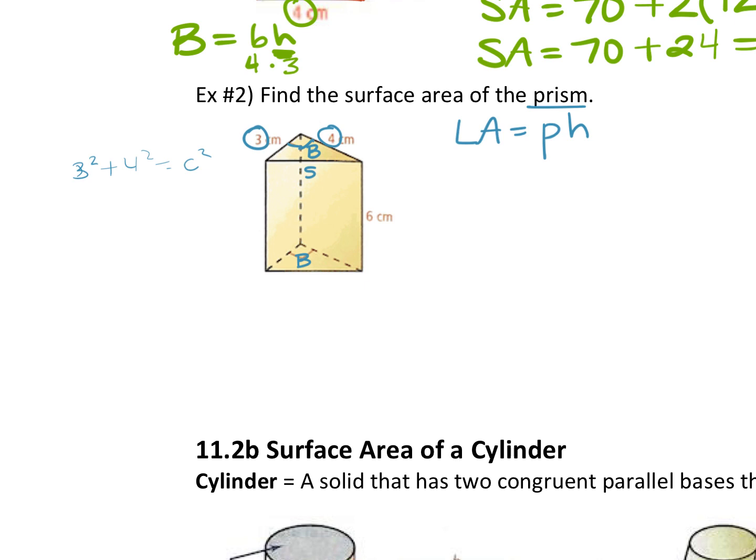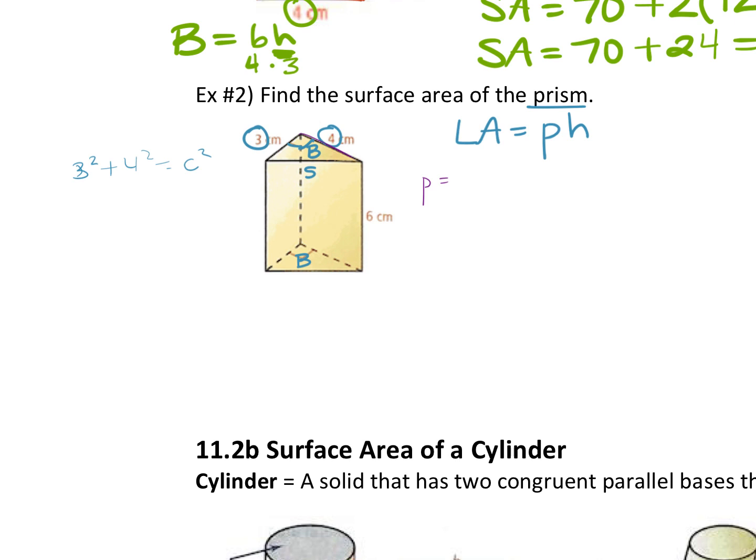At this point, you should know the Pythagorean triple 3, 4, 5. Most of them that show up, 6, 8, 10, 5, 12, 13, they're pretty common. But if you don't know them, plug it into the Pythagorean theorem, okay? Okay, so I know 3, 4, 5 up here. What is P? So 12.